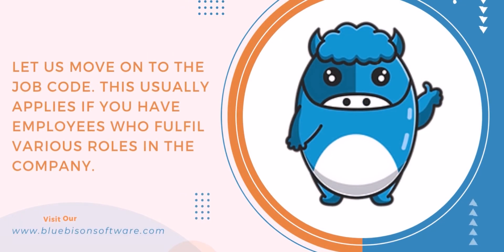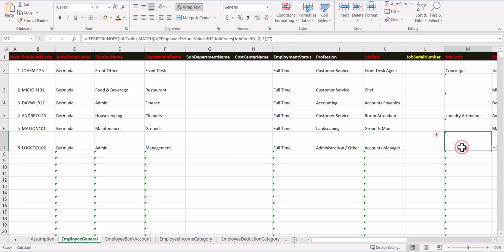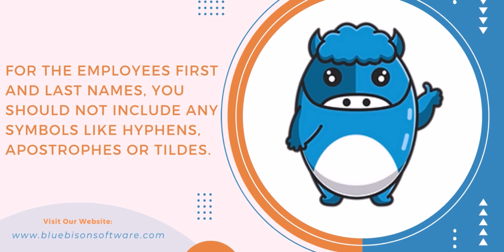Let us move on to the job code. This usually applies if you have employees who fulfill various roles in the company. For example, if a front desk agent at a hotel moves to a concierge role, then his or her default job title would be front desk agent, but the concierge job code would be assigned here. If this is not applicable, then choose None in the drop-down box option. For the employee's first and last names, you should not include any symbols like hyphens, apostrophes, or tildes.